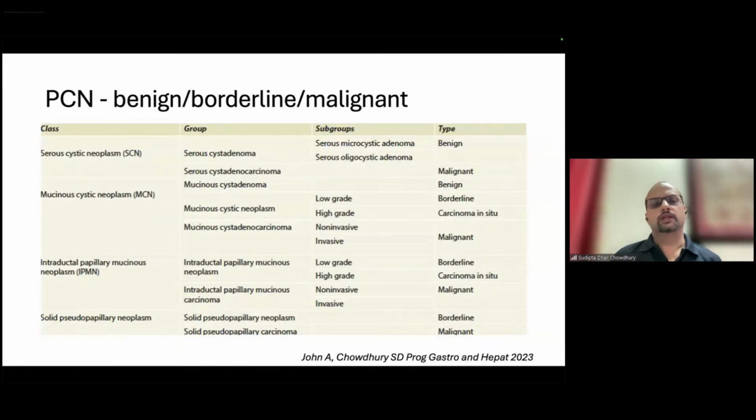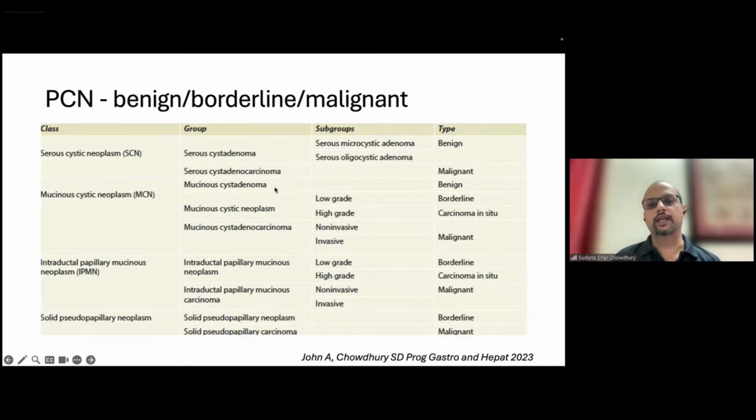So WHO has classified these pancreatic cystic neoplasms into three major categories: benign, borderline malignant, and malignant. Why it's important to know is that for benign lesions, you do not need surgery, you do not need surveillance. Borderline lesions require surveillance, whereas malignant lesions require surgery. Serous cystic neoplasms can be grouped into two groups: serous cystadenoma and serous cystadenocarcinoma. Adenocarcinoma is malignant and therefore requires surgery, whereas benign lesions do not require any follow-up or surgery.